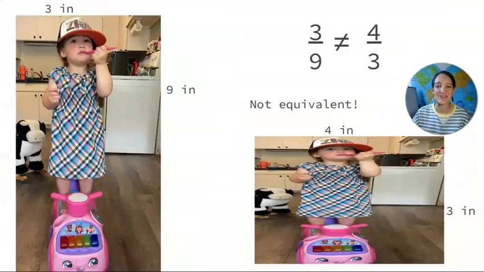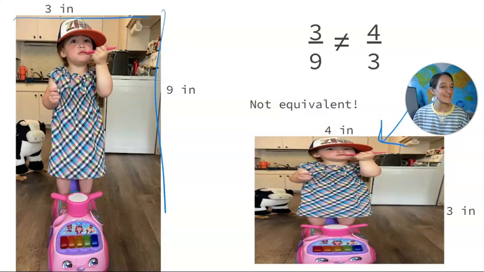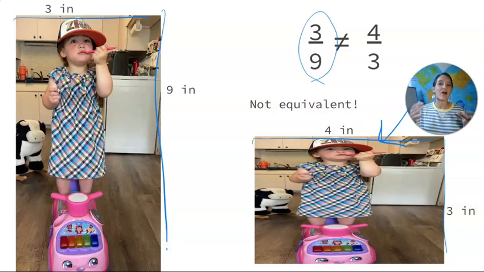Okay, here's a non-example. Another example of ratios that are not proportional. Look at this fat little chubby Lisbon. That is not really what she looks like. So 3 by 9 right here is not equivalent to 4 by 3. So that's just a visual of when we're talking about are these ratios equivalent? Are they the same measurement? Do they have the same look to them?